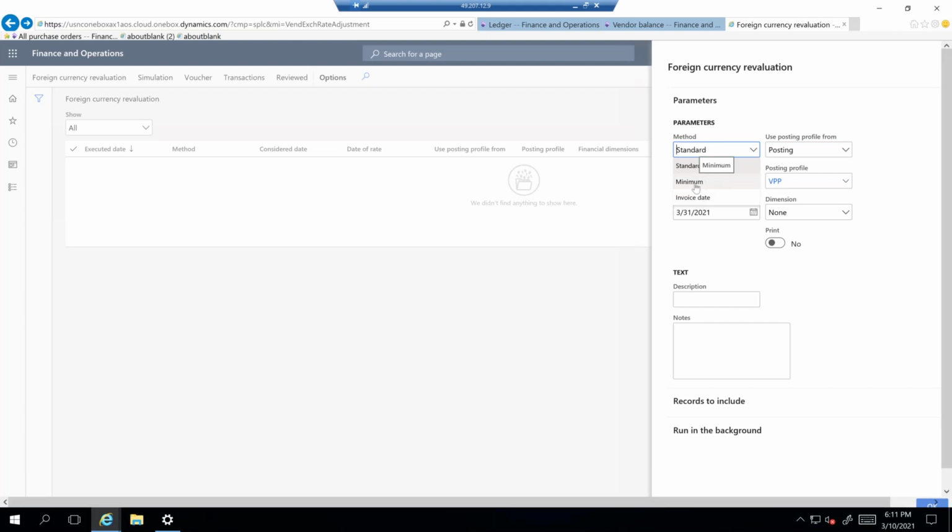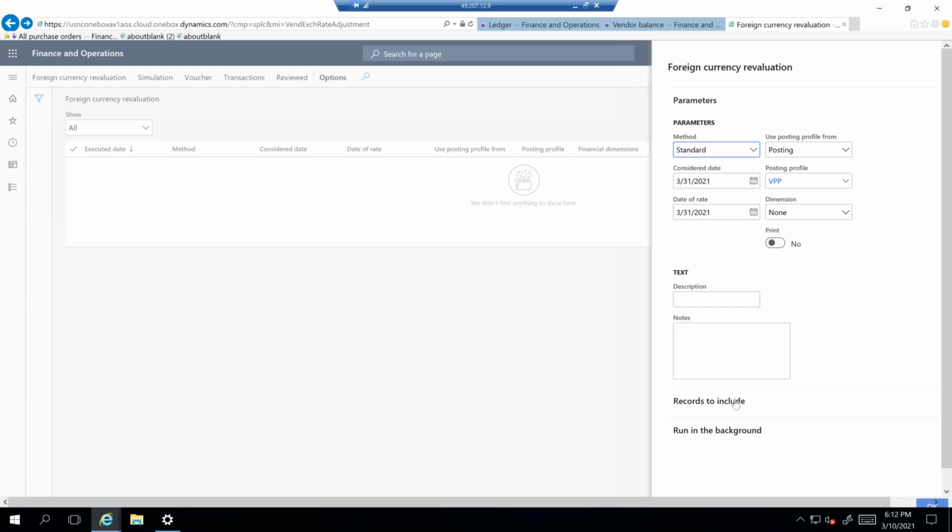Minimum, I have not used. I will verify and let you know tomorrow. I will get back to you tomorrow. But standard and invoice date: on 31st March we have entered exchange rates and I want to reverse, then it will take the invoice date and it will be reversed. Clear these two? Okay, I hope it is clear.